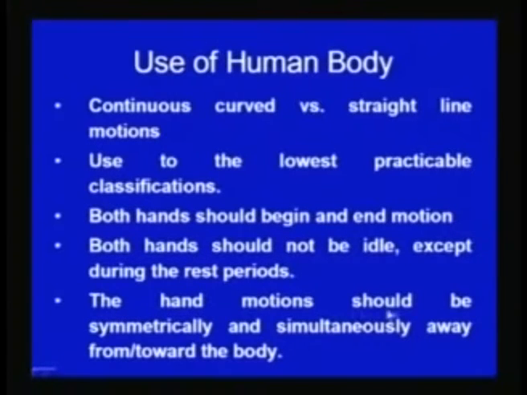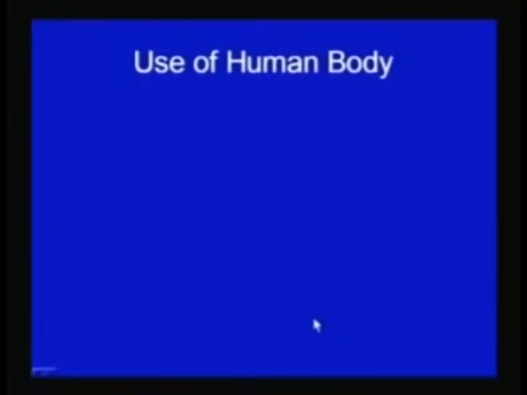The hand motions should be symmetrical and simultaneously away from or towards the body. The movements of the human body parts should be designed, or the hand motion should be designed, in such a way that they are symmetrical and simultaneously carried out either towards or away from the body.